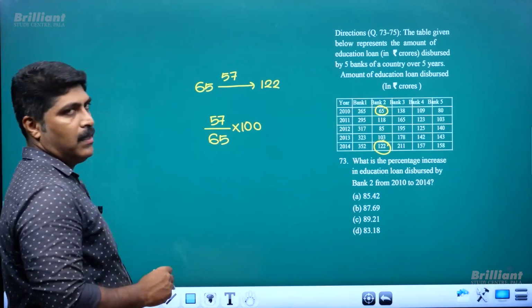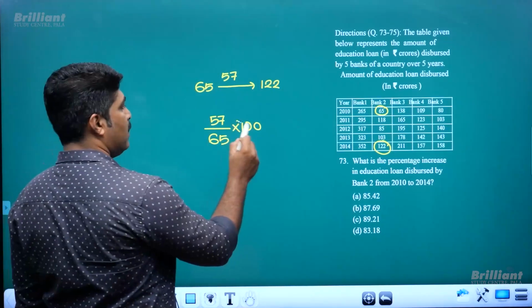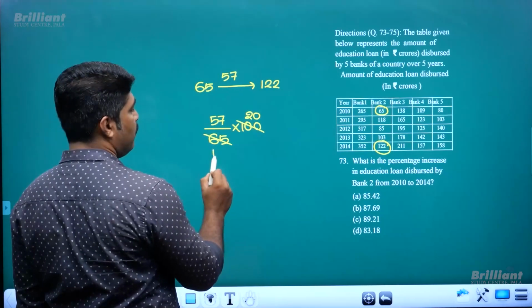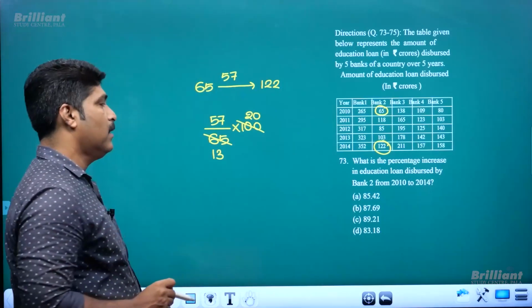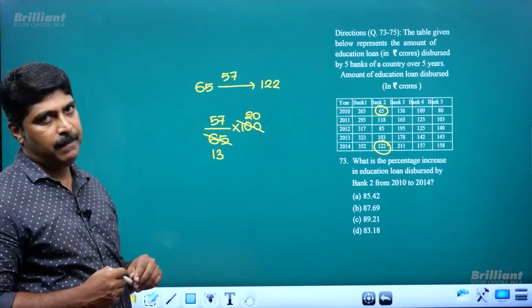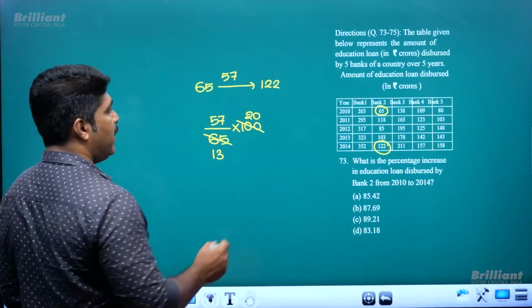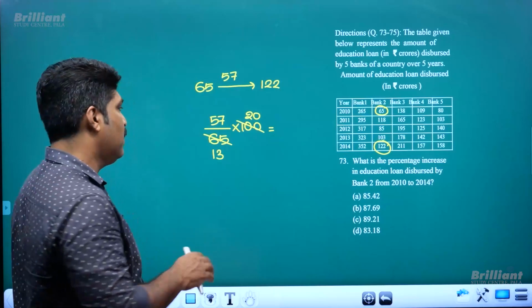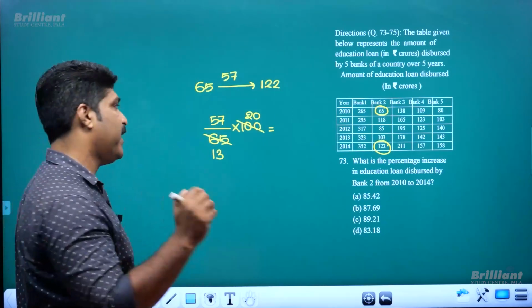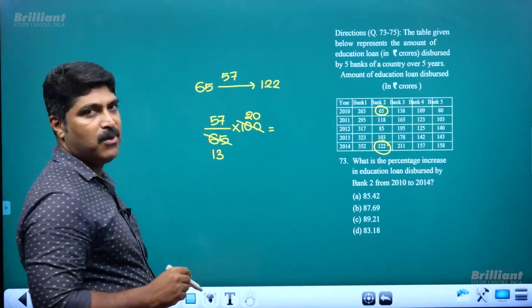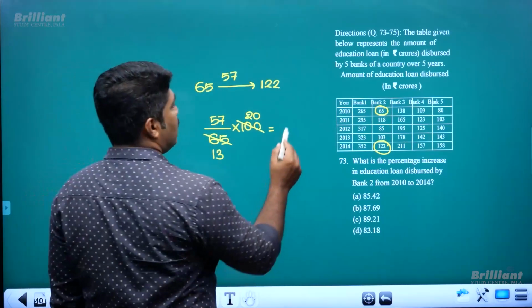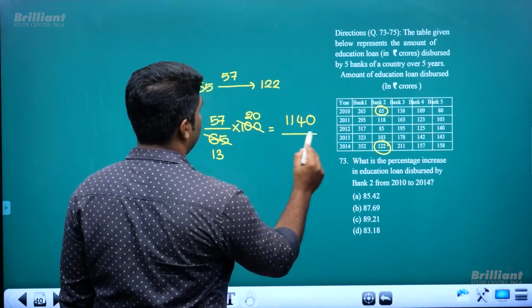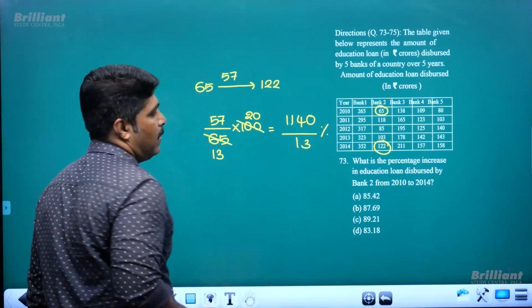Clear? How to do the simplification: 65 is equal to 5 into 13. So just multiply it together. When we are multiplying these values, this is 20 into 57. This is a usual percentage calculation. We are simply finding how much percentage 57 is more than 65. So this is equal to 1140 divided by 13%.